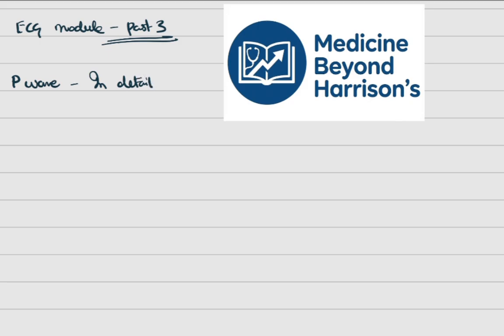P wave is the first wave of the ECG. So this is an ECG: P wave, Q, R, S and a T wave. In some cases there will be a U wave. So this P wave we will take and discuss in detail. The normal P wave should be like this.